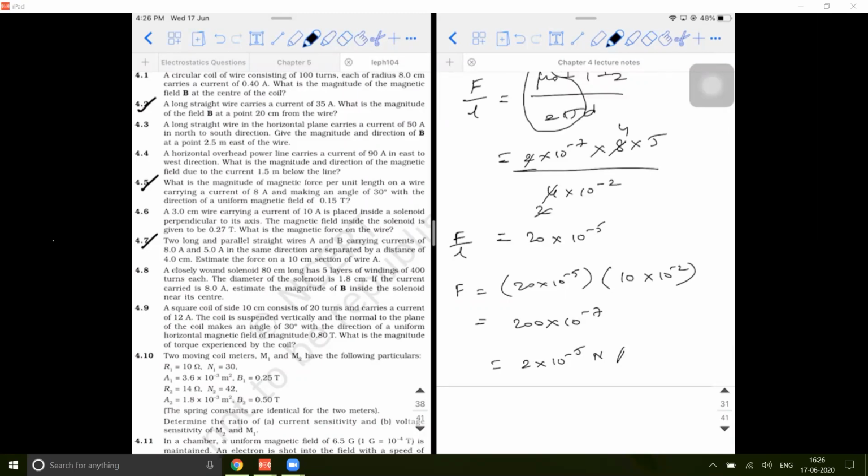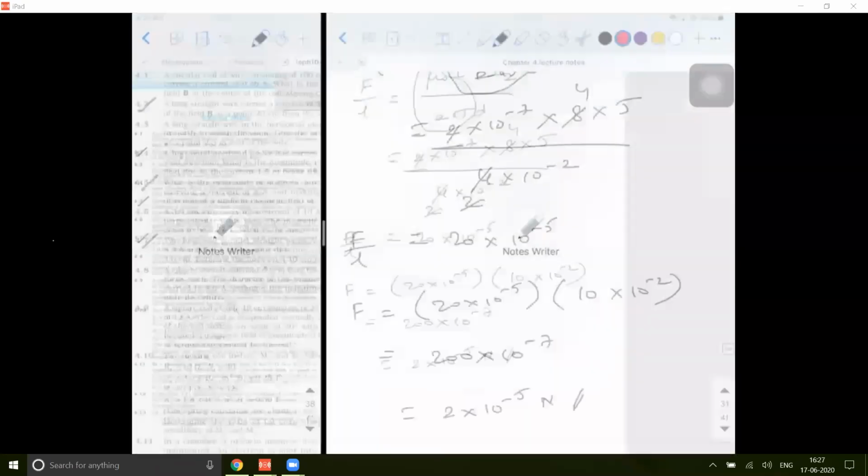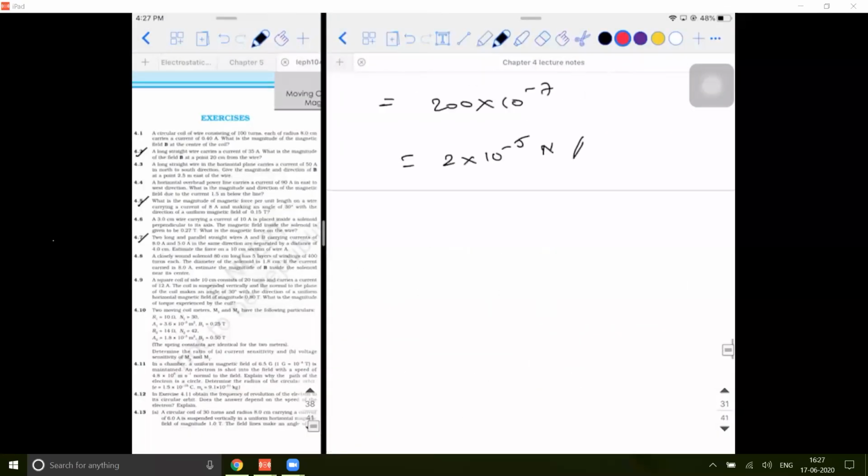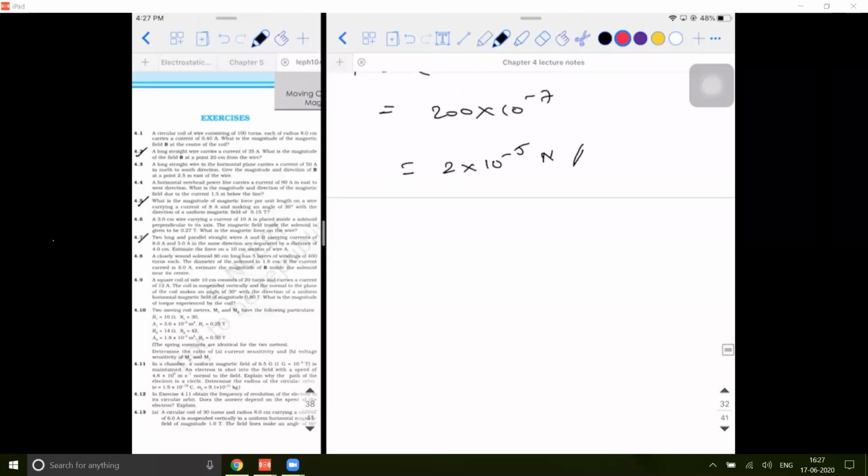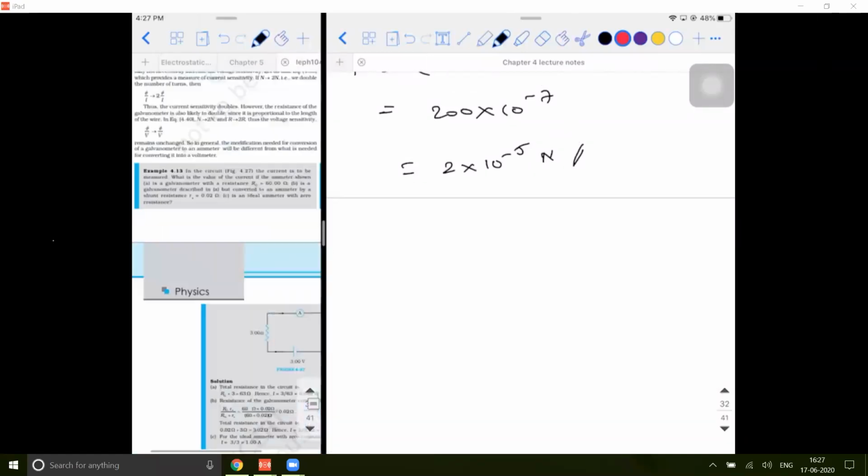Right? Is this the answer you got? Yes, sir. Okay. So in addition to this, you also need to mention whether it is an attractive or a repulsive force. Is it attractive or repulsive? It is an attractive force. Okay. So this is all about the force experienced by a current carrying conductor placed in an external magnetic field. Okay. Next.